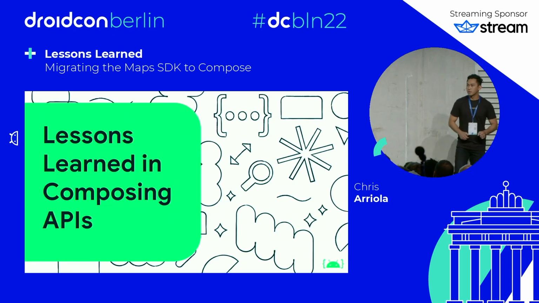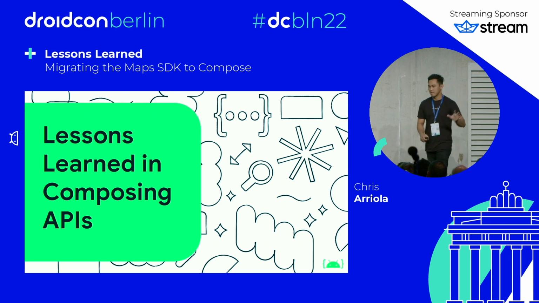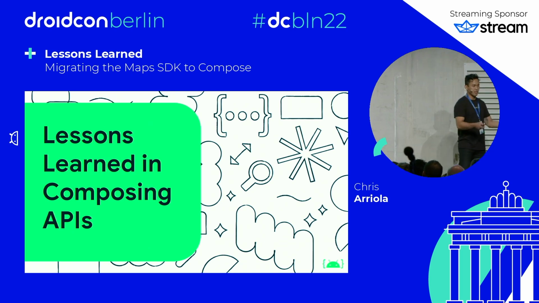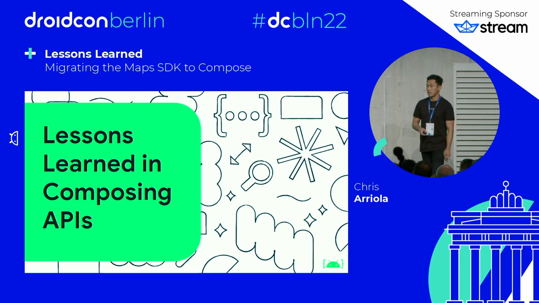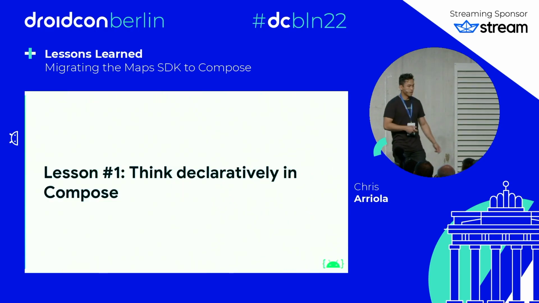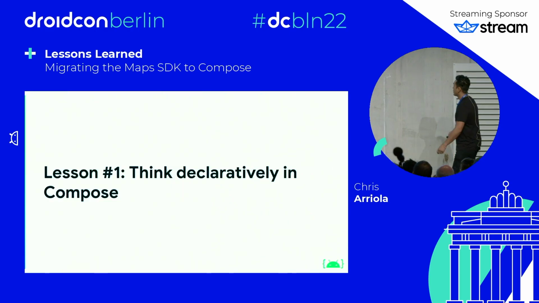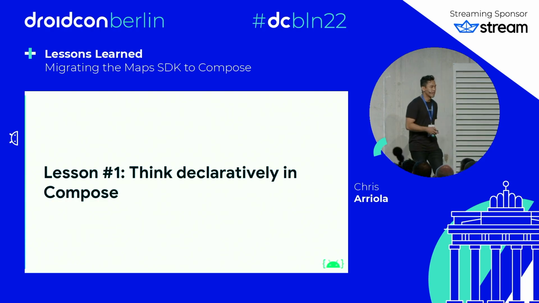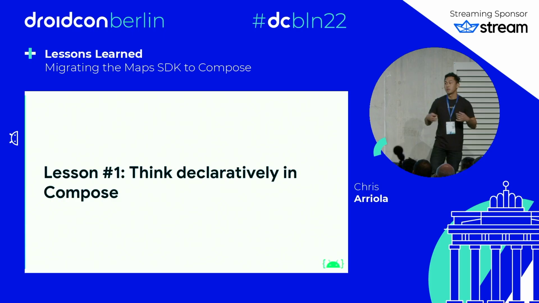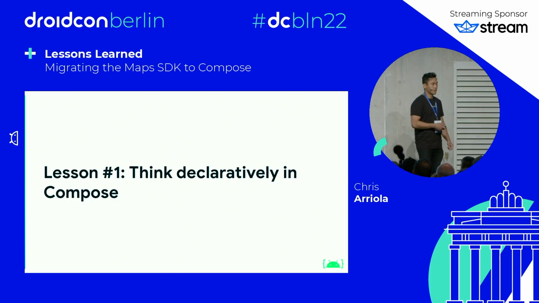So that was a quick walkthrough of Maps Compose and a background of how it came to be. Let's transition to the lessons in composing APIs. So the first one is to think declaratively in Compose. And this is perhaps the most important mental model shift when learning how to build apps with Compose. And understanding this has implications in how you think about designing your APIs.